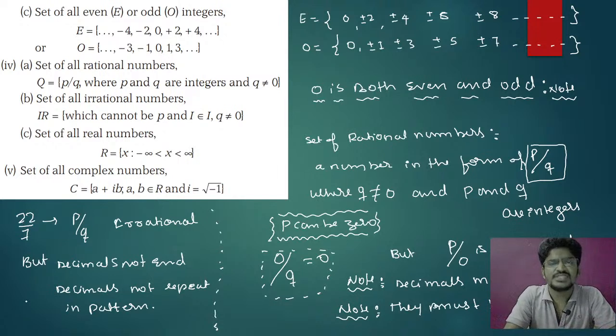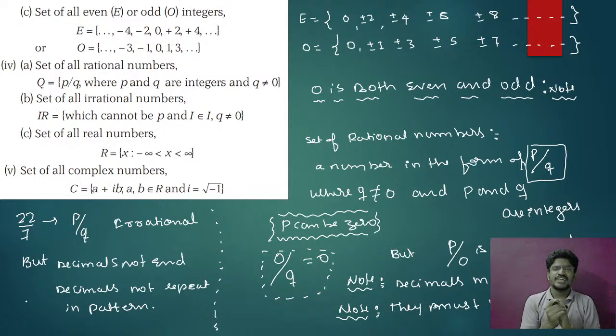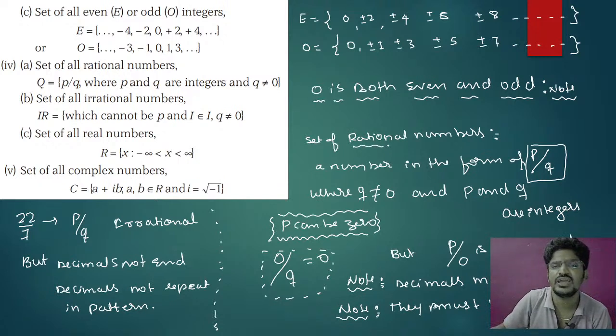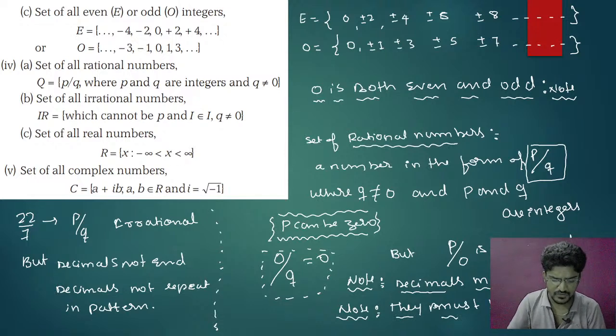So now you can understand the difference between rational and irrational. Rational numbers means it is in the form of p by q. One thing, q cannot be 0, p can be 0, no problem, and p and q are integers. The decimals must end, or they must have a pattern. This is the restriction of rationals.